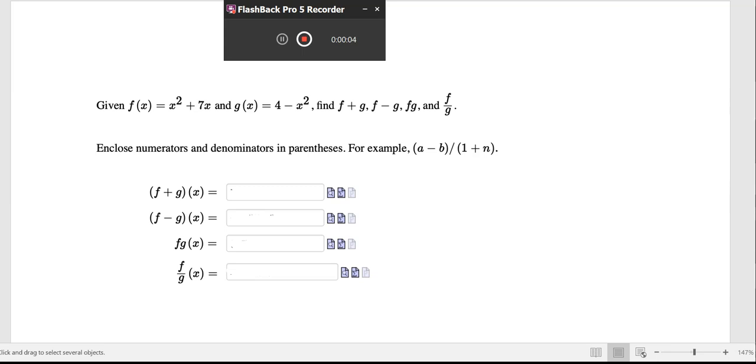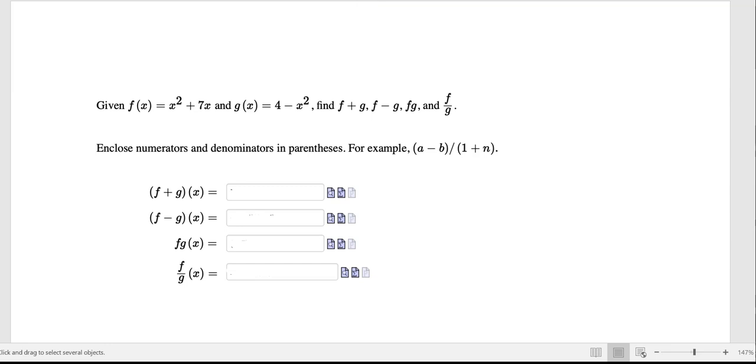Okay, I got several homework questions to go over here. All of these involve the function stuff. So here we're given that f of x equals x squared plus 7x, g of x is 4 minus x squared, and we need to find the sum, difference, product, and quotient of those.